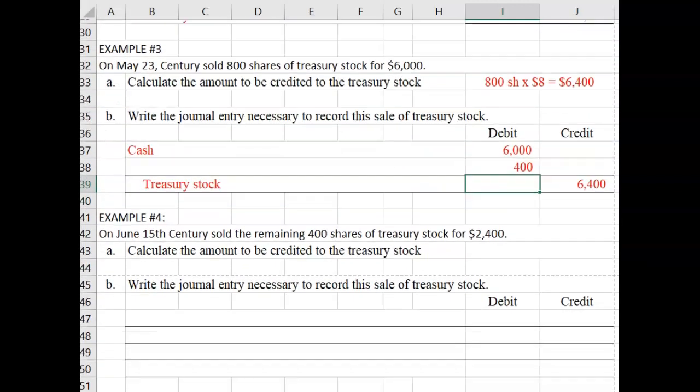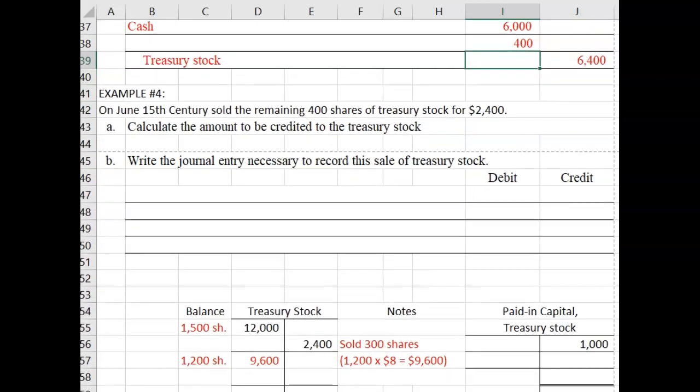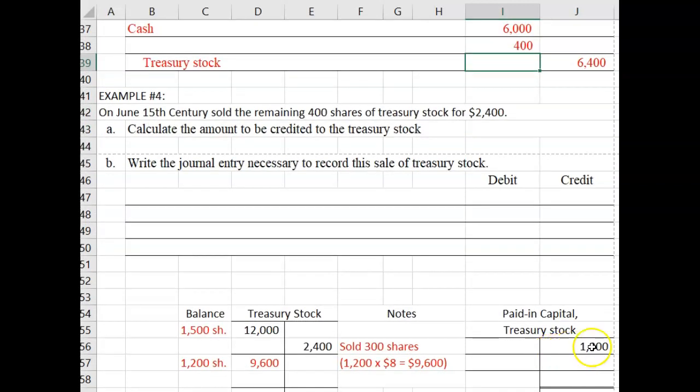So the rule is, use up your paid-in capital first. We have a $1,000 credit balance of paid-in capital. It's certainly large enough to allow us to debit the account for $400. So let's do that. Let's debit paid-in capital. Treasury stock.